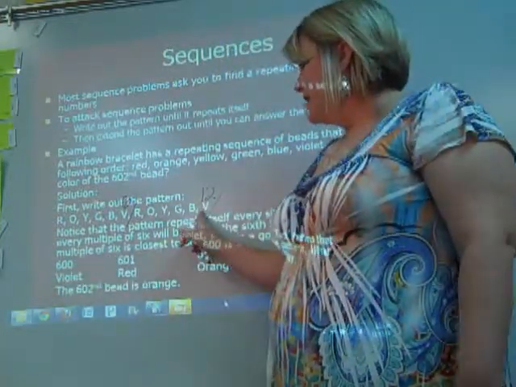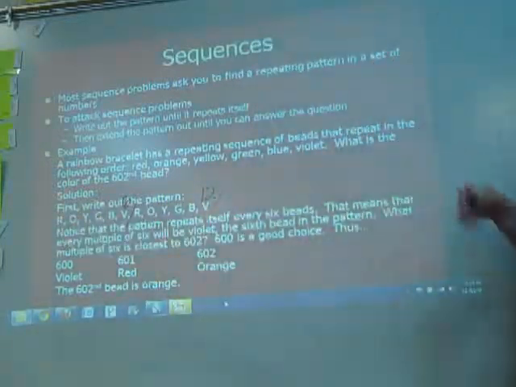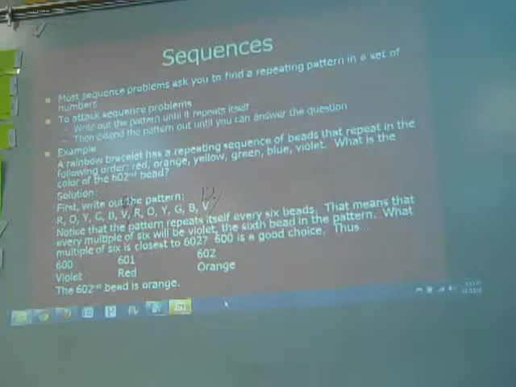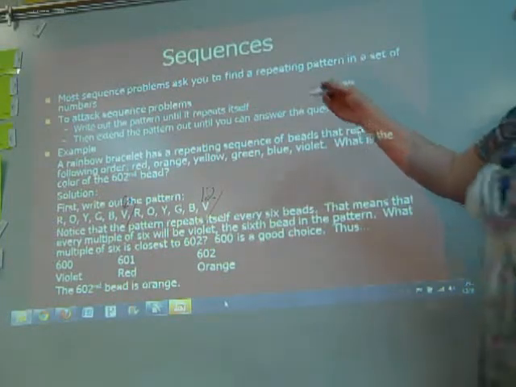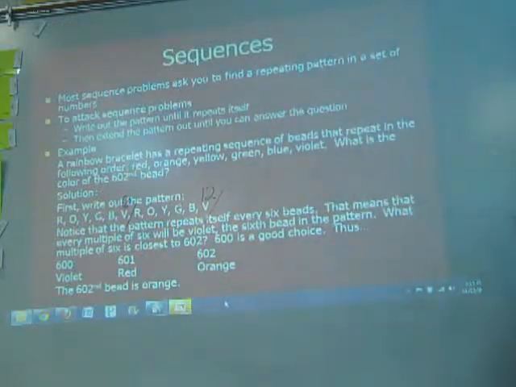And after violet, we start over again. So the next one would be red. The next one would be orange. The 602nd bead would be orange. So a problem like this, they don't really expect you to go out 602 places. They expect you to recognize the pattern and figure out how to use the pattern to answer the question.